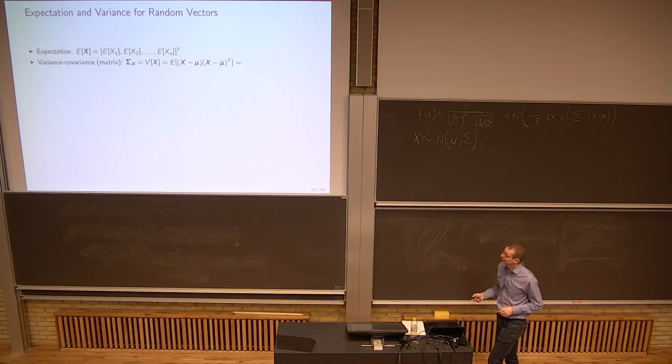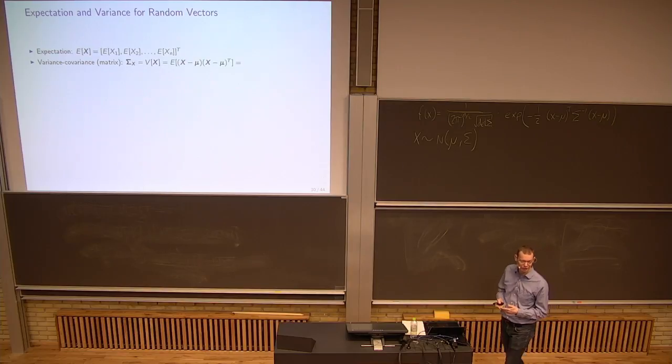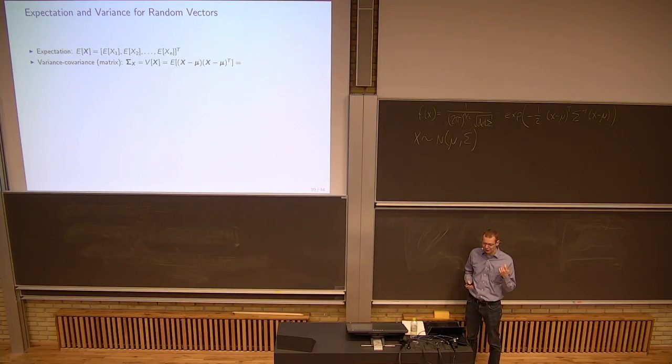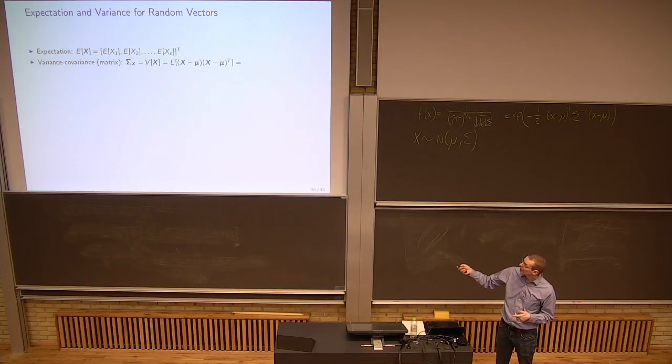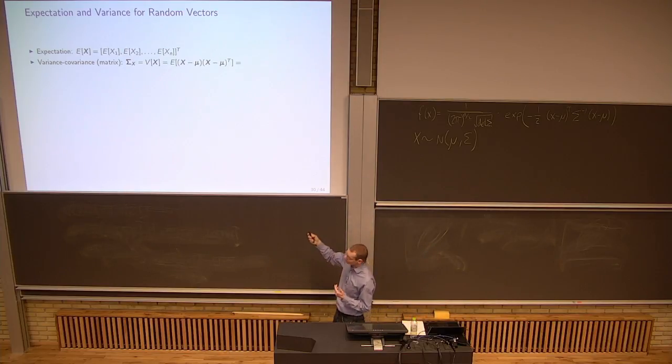If you look at a random vector here, then the expectation is basically just the element-wise expectation. So that's an easy one. And for the covariance matrix, here we have to make sure that we get dimensions right. So we have to obey the rules of linear algebra. So basically it's the same thing here, that we have the x minus the expectation of x square. But what is the square of a vector?